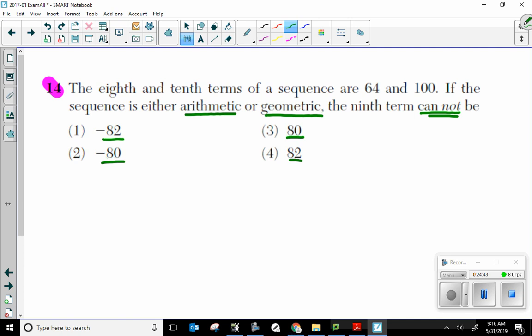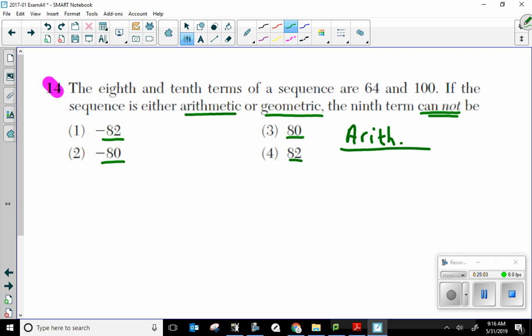Arithmetic. Let's start with the easy one. Arithmetic, I add. Remember, arithmetic goes up by the same amount. Like it goes up by 4 every time. Like I keep on adding 4, adding 4, adding 4.